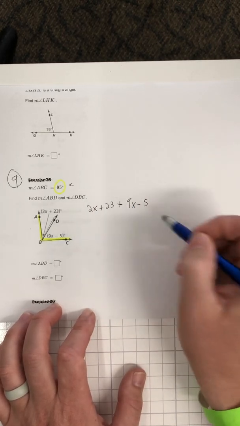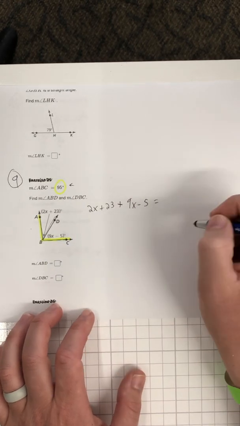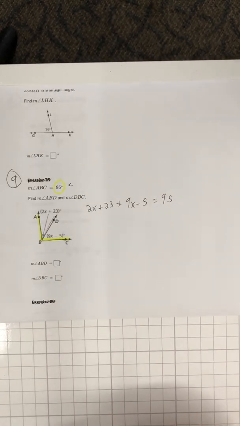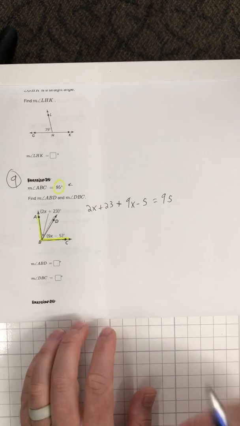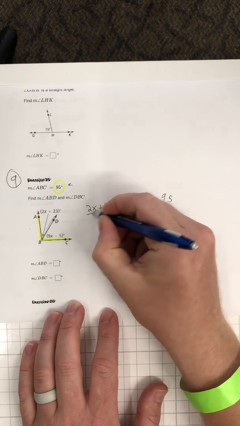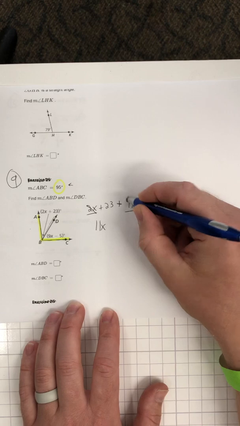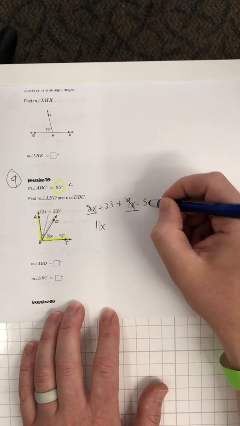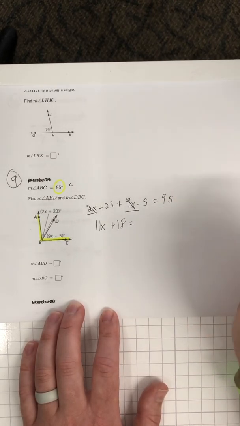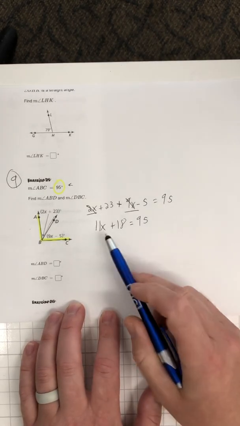If we add these two angles together, how much does it equal? Oh yeah, 95, because that's how much the big angle is. Now this looks just like what we've been doing all year since August. We're going to combine like terms. There's no parentheses, so no distributive property. 2x plus 9x is 11x. 23 minus 5 is a positive 18, so plus 18, equals 95. Cool, 11x plus 18 equals 95.